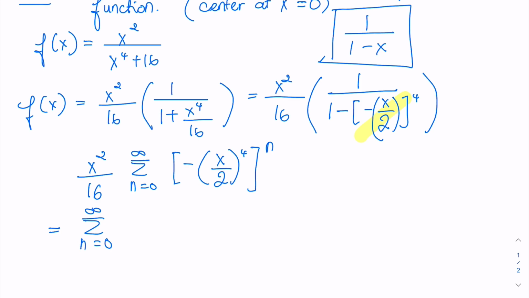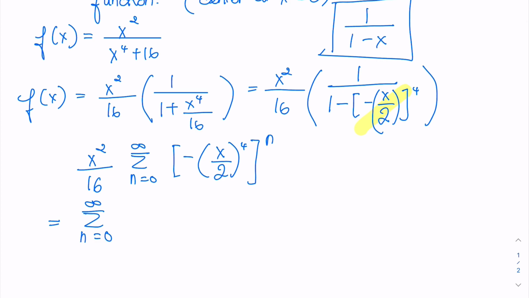So if I rewrite, n equal to 0, and then I want to bring in the x squared over 16, I'm going to have to multiply, and to get rid of the negative, I'm going to do negative 1 to the n power, x to the 4n plus 2 because of that 2. So I add that 2 in, over 2 to the 4n plus 4, because 16 is 2 to the fourth power.